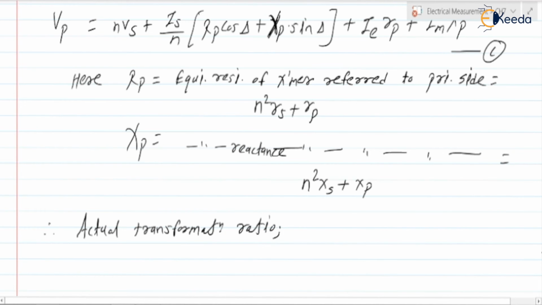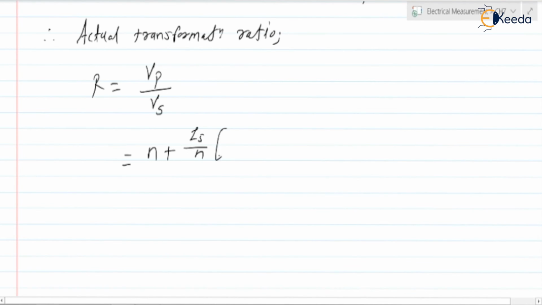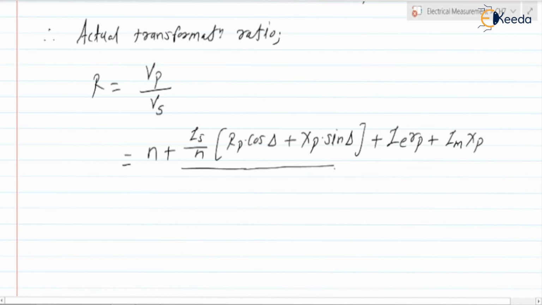So the actual transformation ratio R is equal to Vp upon Vs, which is equal to n plus (Is by n into (Rp cos delta plus Xp sin delta) plus Ie into Rp plus Im into Xp) divided by Vs. Consider this as equation number d.